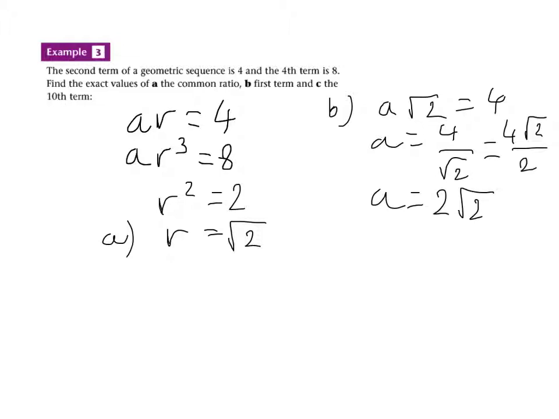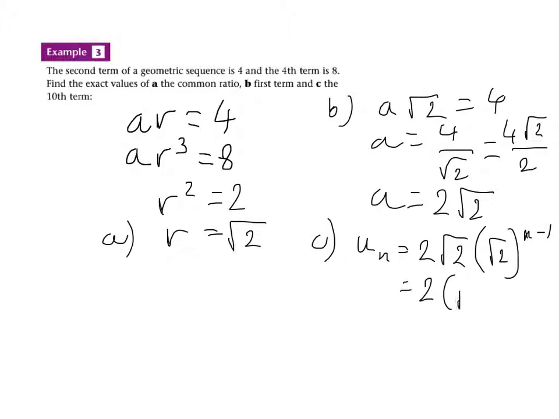Now, at this point we know what the nth term is going to be. So for the last part, we know that un equals the first term, which is 2 root 2, times root 2 to the n minus 1. At this point we could multiply this out if we really wanted and call it 2 times root 2 to the n. You could also take out the 2 to the power of a half if you wished.